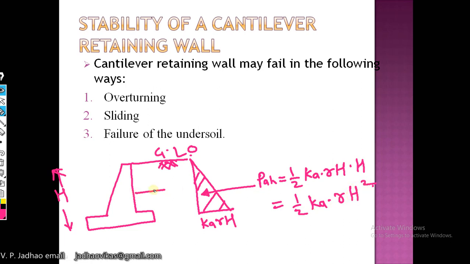Now this force of PAH will be acting here at a distance H by 3, so it will apply some moment like this at the toe end, and it will cause overturning of your retaining wall. So this may be one of the reasons for failure of your retaining wall.